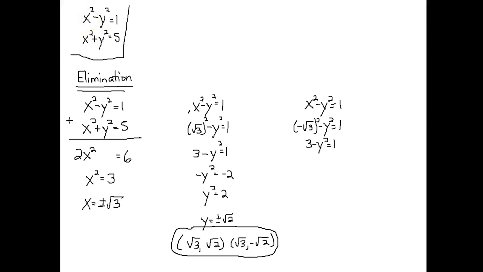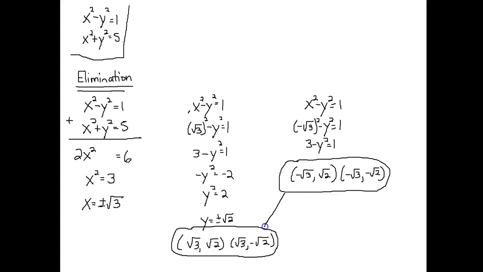Oh, I'm sorry, there actually are 4 points. Because you have to be able to take negative square root of 3 in there too. So over here, you're going to have negative square root of 3. I didn't write it down. Sorry about that. Comma square root of 2, and you also have negative square root of 3, comma negative square root of 2. Ta-da! So 4 ordered pairs total. Sorry.